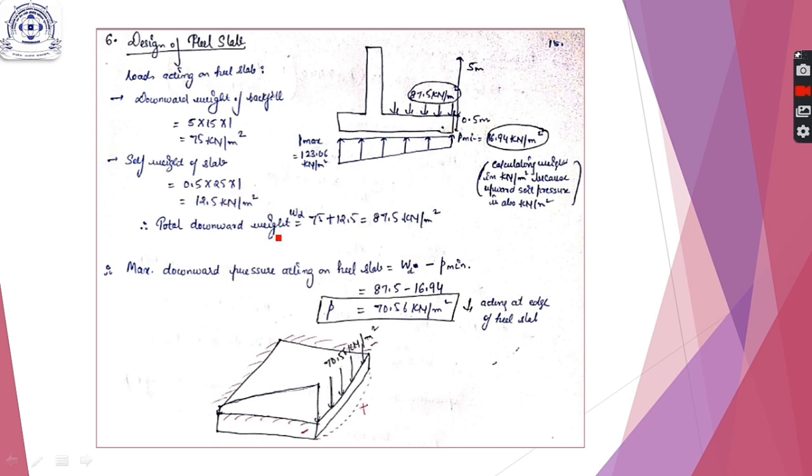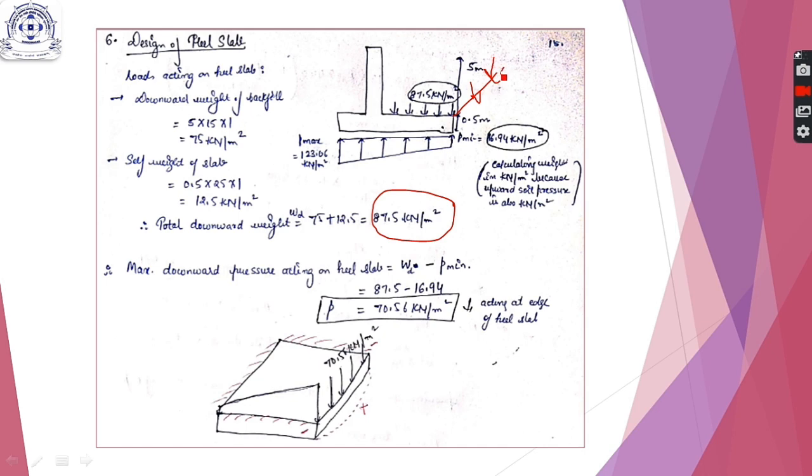I am taking both these values in kilonewton per meter square because the upward soil pressures are also in kilonewton per meter square. So we need to find the resultant value, therefore the units have to be kept the same. So the downward weight of backfill is this, self weight is this. We add both these to get the total downward weight as 87 kilonewton per meter square. And P minimum and P maximum we have calculated during the stability check. So we are concerned with the force at the edge of your heel slab only, this force.